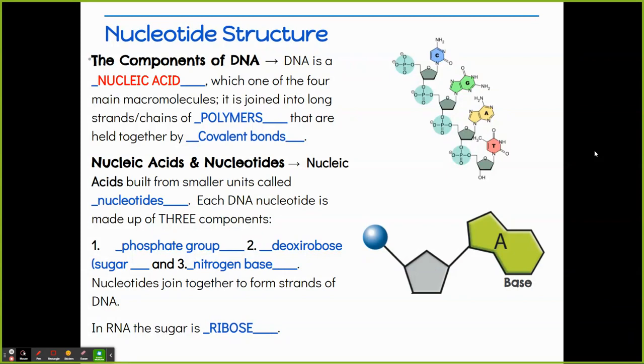Now, if this was RNA, instead of having deoxyribose as the sugar, we would simply have ribose as the sugar. So one of the big differences between DNA and RNA, deoxyribose nucleic acid and ribose nucleic acid, is literally just the sugar at the center of that nucleotide. They have different sugars, so they're going to have different chemical components, I should say.